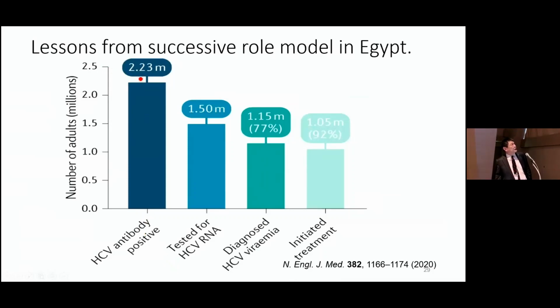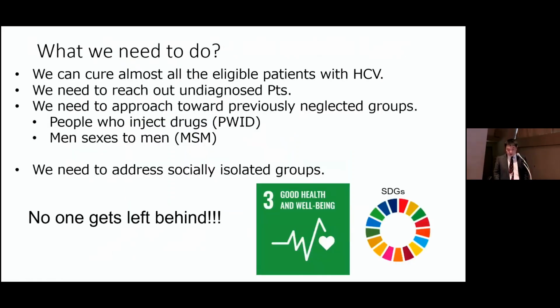About 2.33 million were HCV antibody positive, and 1.5 million were tested for HCV RNA, and those diagnosed with HCV viremia were about 1.15 million. So this is 77%. And they initiated treatment for 92% of this population. And virtually all, more than 90% of these people, are getting free from HCV infection.